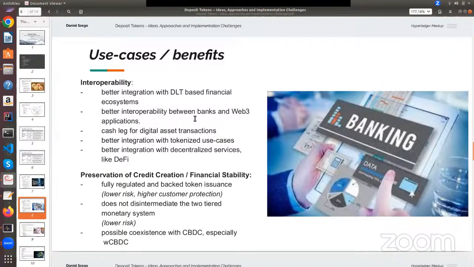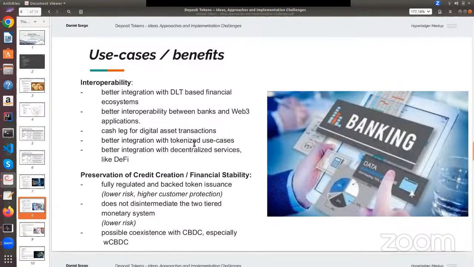It might provide an integration way with Web3 applications. Of course, Web3 was pretty much hyped for two years. The hype is over at the moment, but I would say Web3 is here to stay. Then again, anything in Web3 that has a payment leg is difficult. People use cryptocurrencies, of course, but it's risky, non-regulated, and not the luckiest thing to use. So one way of bringing a fully compliant regulated payment into the Web3 world might be a deposit token as well. Again, it can be a cash leg for any digital asset transactions.